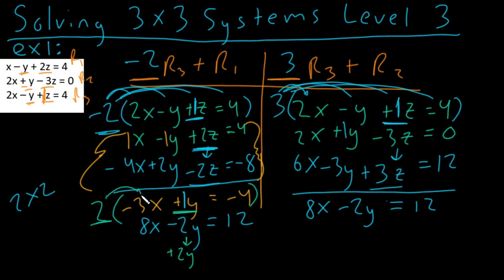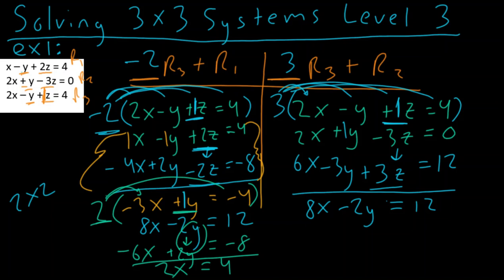So say 2 times negative 3x, which is negative 6x plus 2y. And then we'll do 2 times negative 4, which is negative 8. And then let's just go ahead and add straight down. So I know that 8x plus negative 6x is in fact 2x. And my y's cancel out. Now I have 12 minus 8, which is of course 4. And let's just write this over here. We have 2x equals 4.